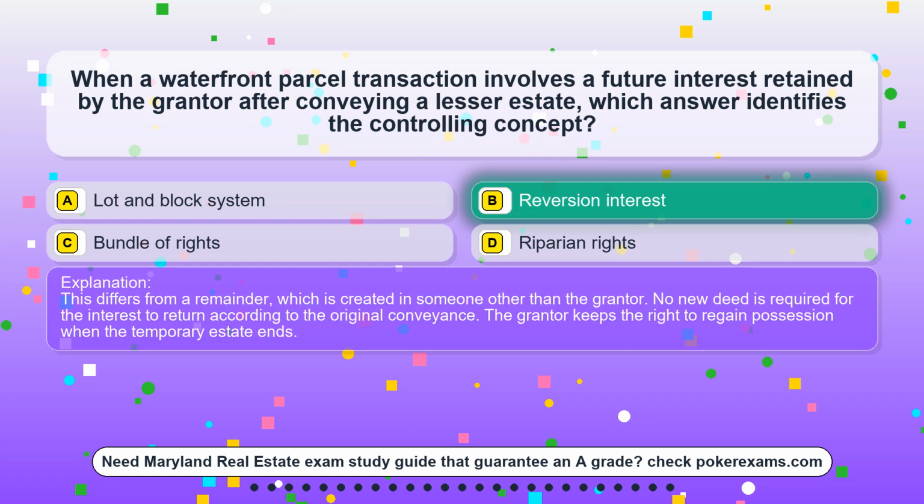This differs from a remainder, which is created in someone other than the grantor. No new deed is required for the interest to return according to the original conveyance. The grantor keeps the right to regain possession when the temporary estate ends.